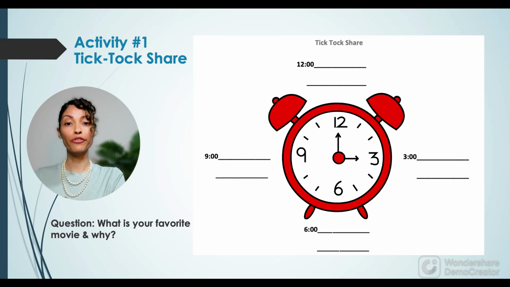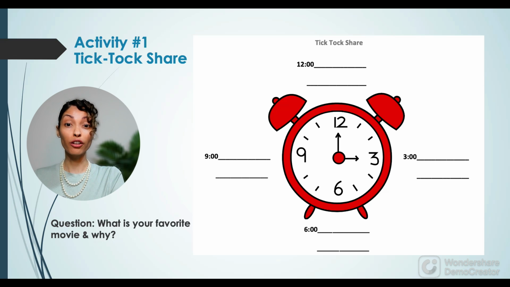When the timer goes off, they switch and find a new partner. This time, they record their new partner's name and answer in the 6 o'clock slot. After a third round, they do the same thing in the 9 o'clock slot. Once all 4 slots are filled, students return to their seats. At that point, you can call on volunteers to share something interesting they learned from one of their partners. This helps build students' confidence and encourages participation in a low stakes, fun way.